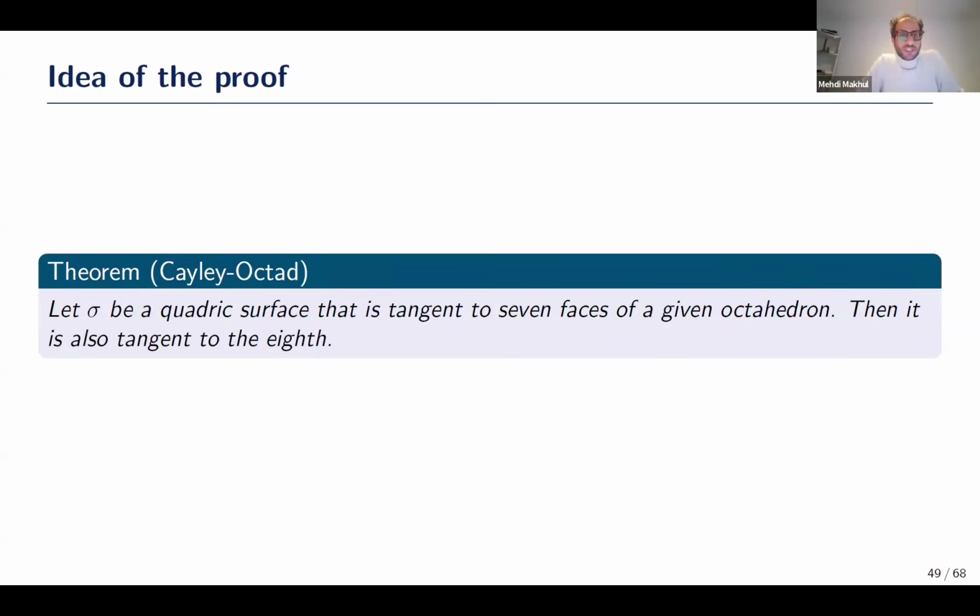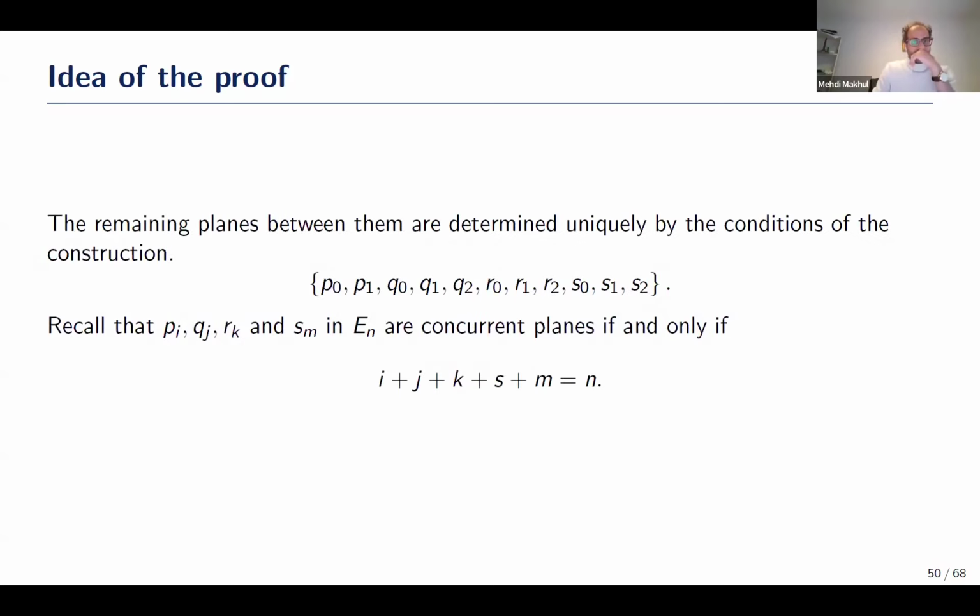A higher dimension version of this theorem, in the literature called the Cayley-Octa theorem, says that suppose I have a quadric surface which is tangent to 7 faces of an octahedron. Then it must also be tangent to the last face of the octahedron. In other words, being tangent to the faces of an octahedron imposes only 7 conditions on the vector space of quadric surfaces, and not 8 actually. So the proof is by induction.